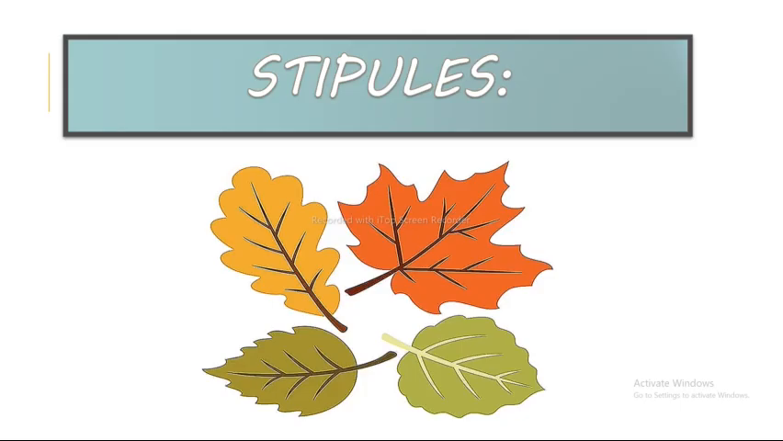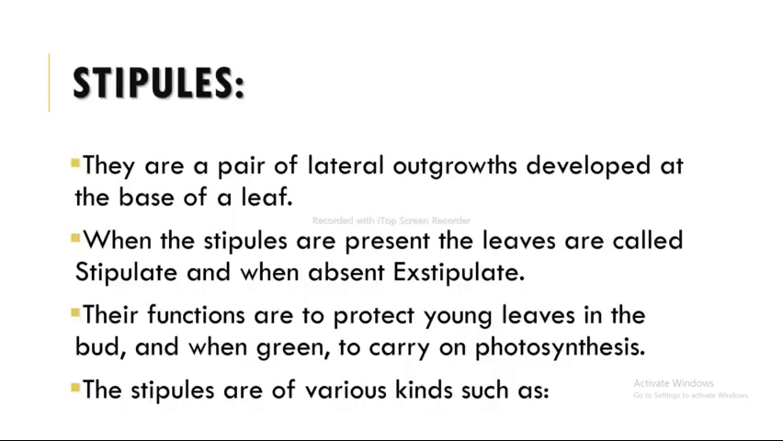Next I am going to discuss the stipules. Stipules are a pair of lateral outgrowths developed at the base of a leaf. When the stipules are present, the leaves are called stipulate, and when absent, the exstipulate condition is present. Their functions are to protect the young leaves in the bud, and when green, to carry on photosynthesis.